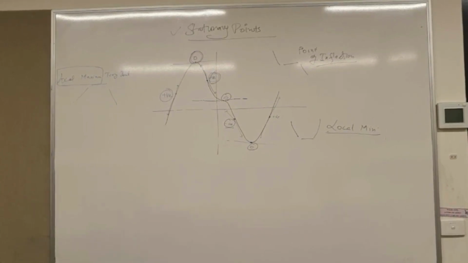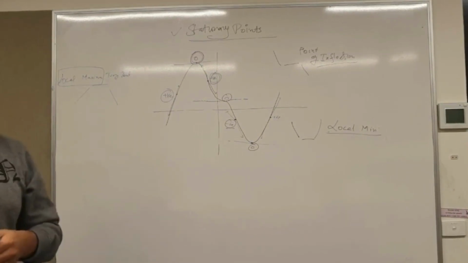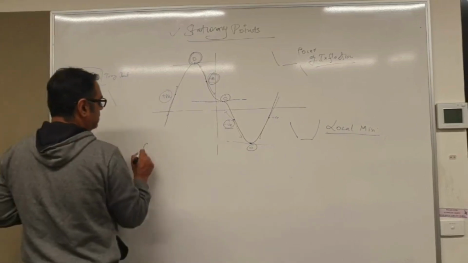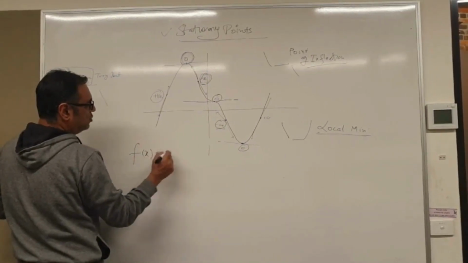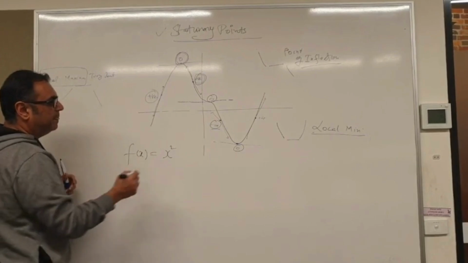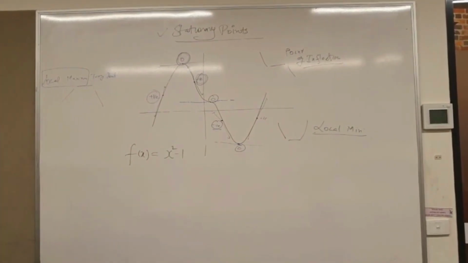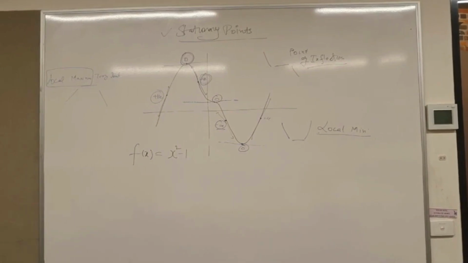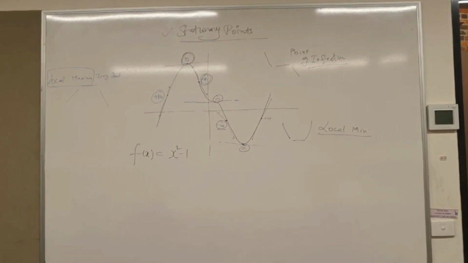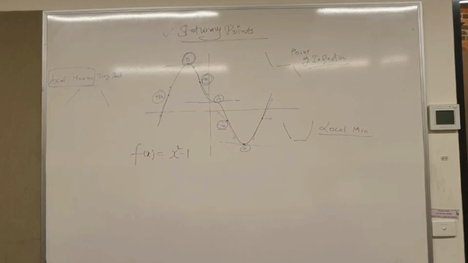So if I give you a function f of x equals x squared minus 1, can you tell me how will you find the stationary point? Can someone put a thought around it and tell me? Find where the derivative equals 0.